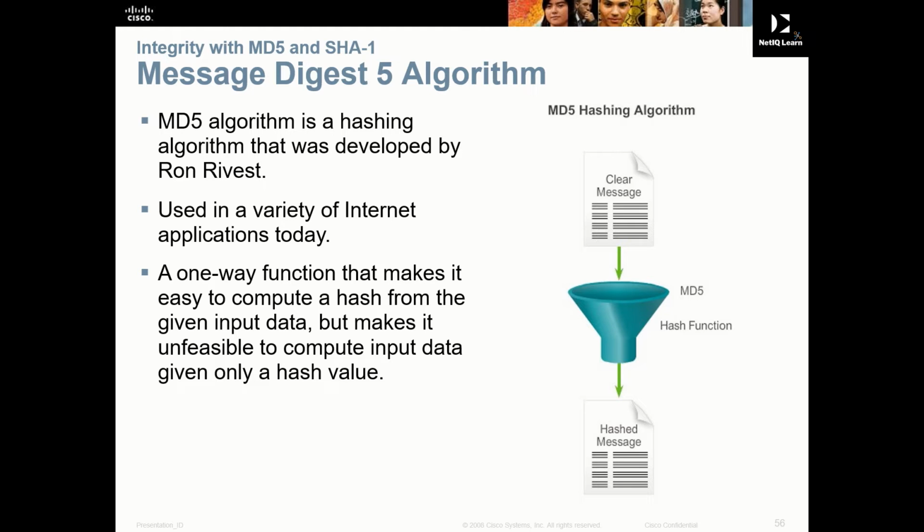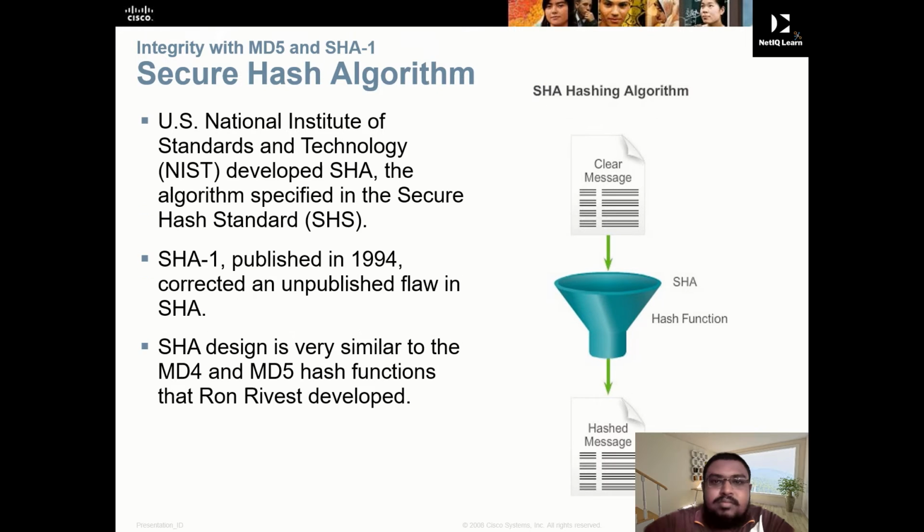The MD5 algorithm is a hashing algorithm that was developed by Ron Rivest. It is used in a variety of internet applications today. It is a one-way function that makes it easy to compute a hash from the given input data, but makes it infeasible to compute input data given only a hash value. If the hash value is changed during communication, it means loss of integrity.